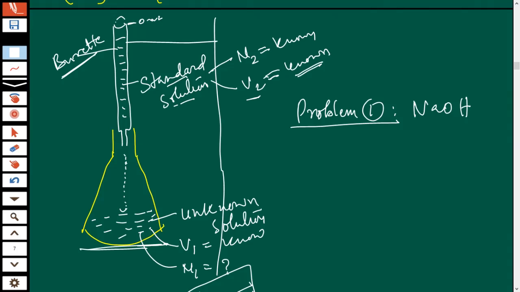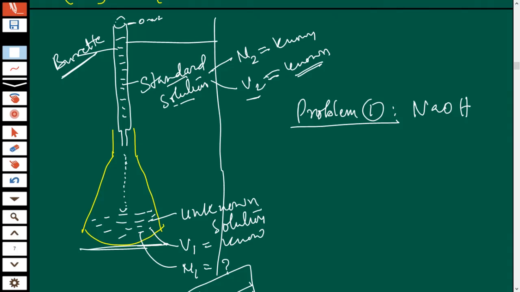Acid plus base gives you what? Salt and water. That is known as neutralization. Then double titration, volumetric analysis. This titration is known as volumetric analysis. Then back titration, redox titrations, oxalic acid versus KMnO4 and Mohr's salt versus KMnO4.